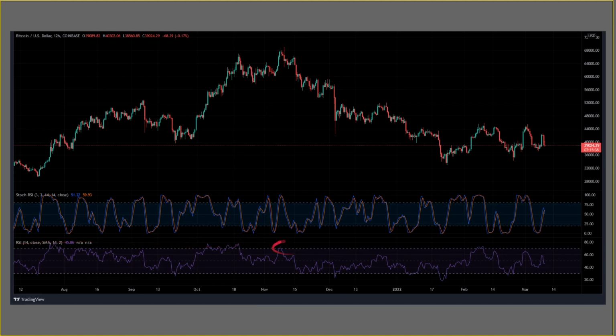So this could arguably give you a more actionable indication of the general trend, as opposed to the stochastic RSI. Now, once again, this really depends on what you are looking for. Both are considered valid.